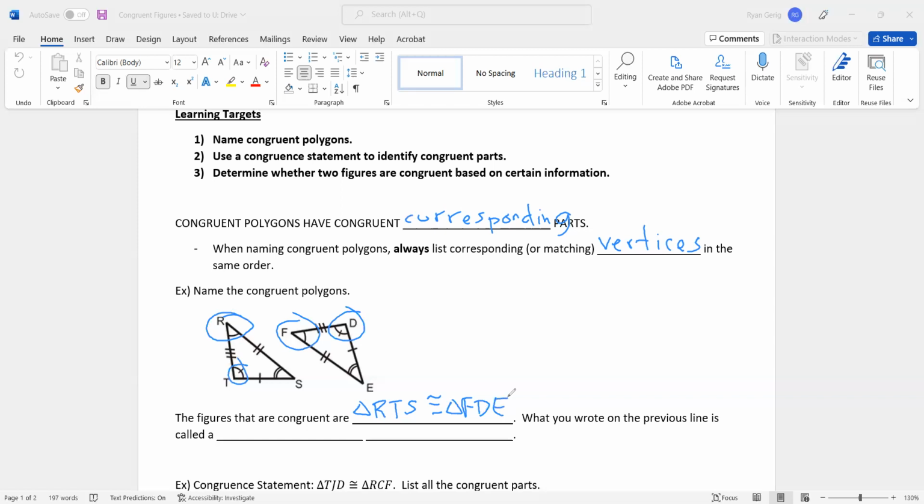What I just wrote right there, triangle RTS is congruent to triangle FDE, is called a congruent statement or congruence statement. So when I say write a congruent statement, that is what I'm talking about. All right, moving down.